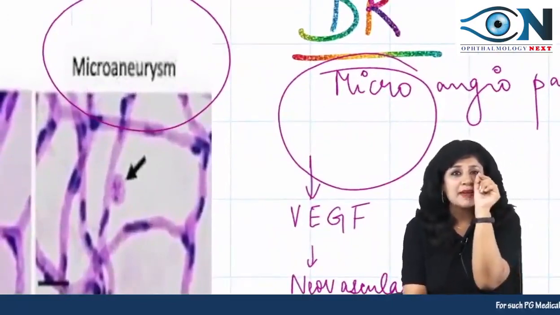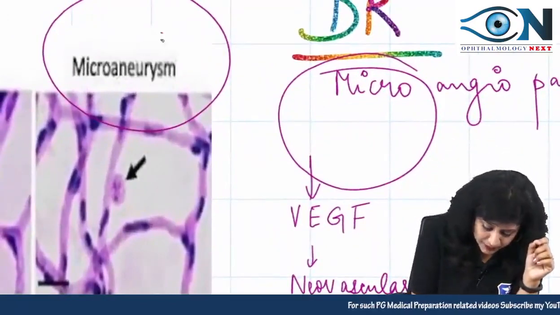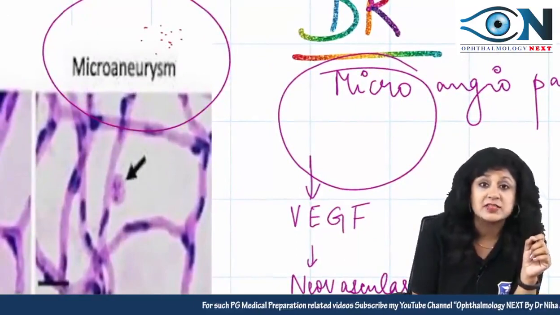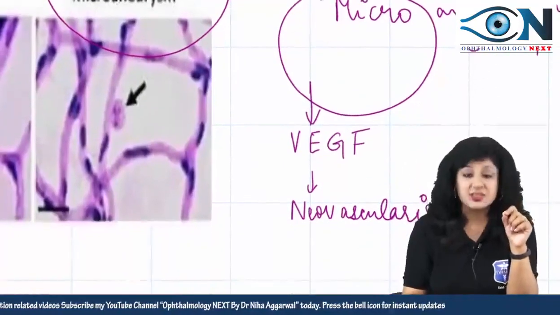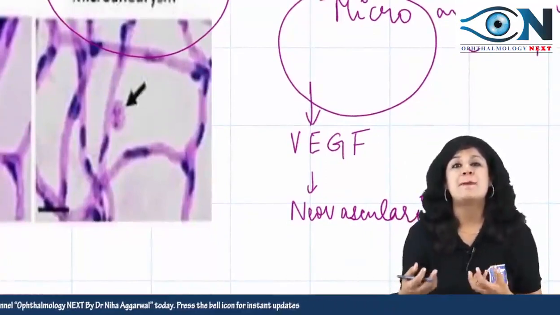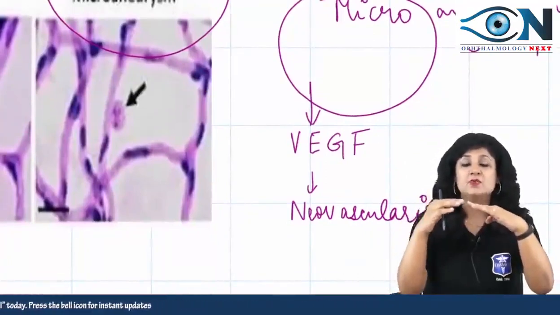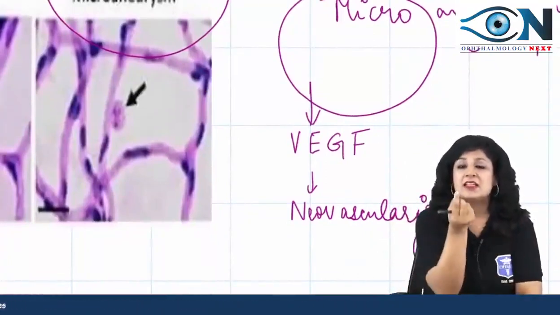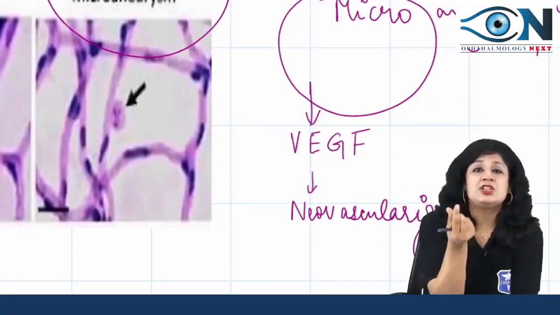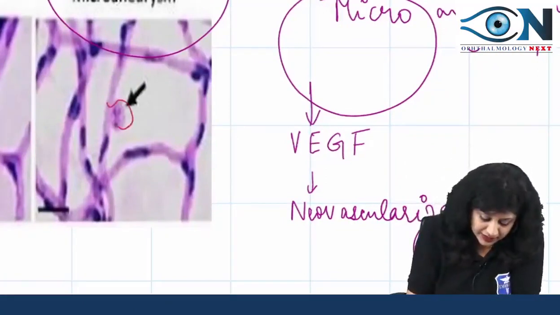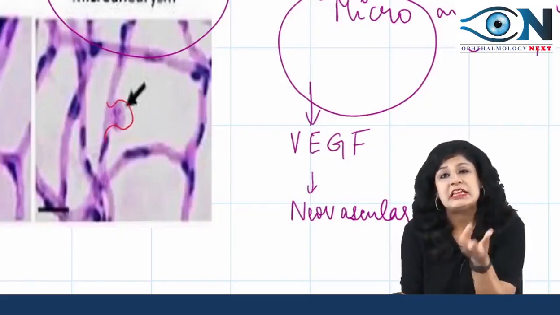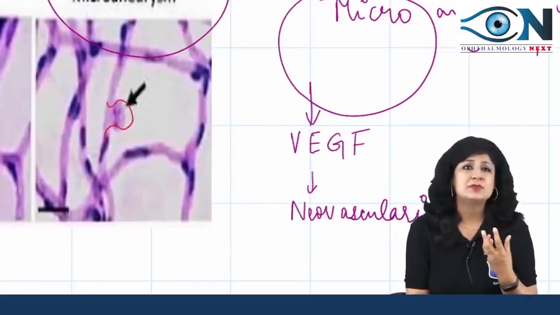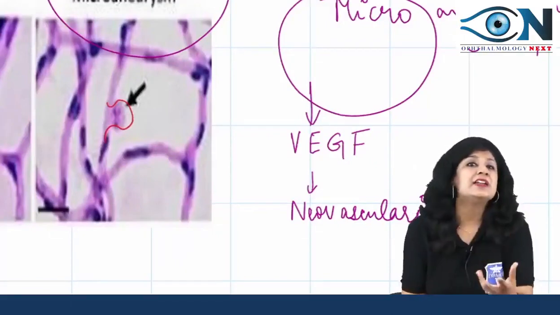These are just the pinpoint hemorrhages, very small pinpoint hemorrhages, called microaneurysms. And if you go by the pathology, it is just the loss of the pericytes from the capillaries. When there is a loss of pericytes, there will be dilatation which comes out something like this. So these dilatations from the capillaries are seen as the microaneurysms, which is actually the earliest finding.